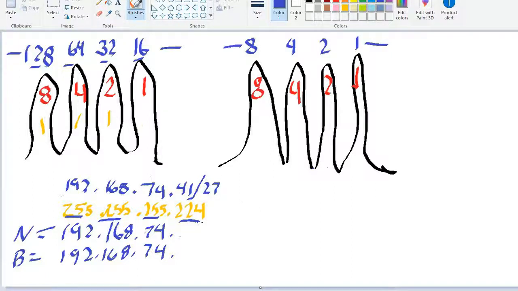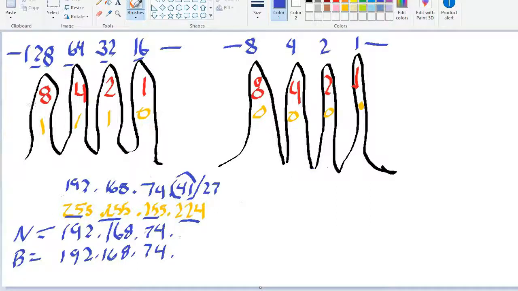So now our simple job based on that is to figure out what are the bits that are going to be used, and can we come up with our network and broadcast. That should be pretty straightforward. Here we go. So to do that, we have our number of 41.